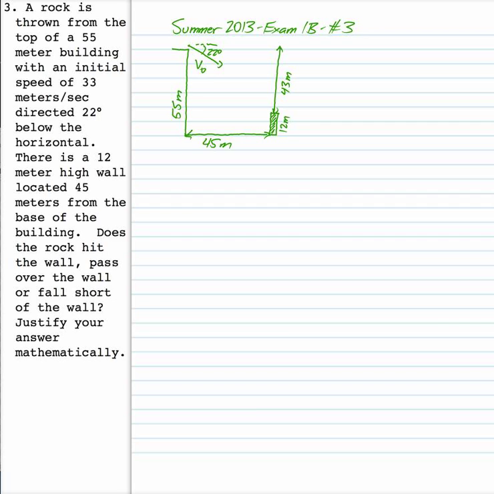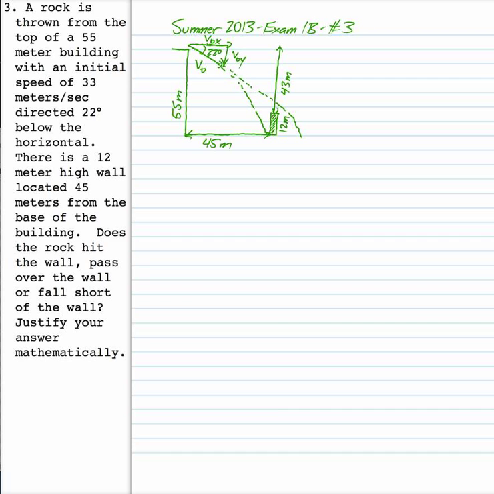And so what we want to know is, is this rock going to follow a trajectory like this, where it goes over the wall, or is it going to follow a trajectory like this, where it falls short of the wall? All right. Our v0, we've got an x component and a y component.